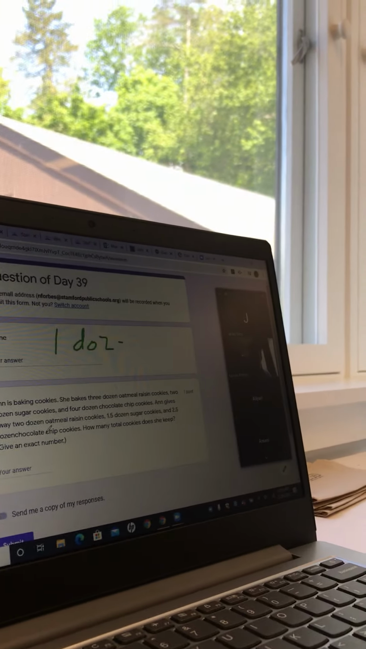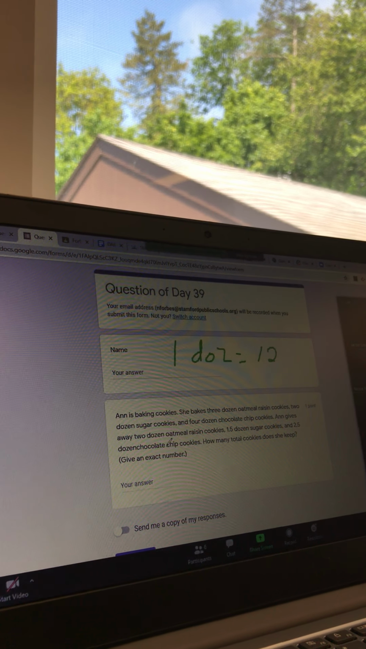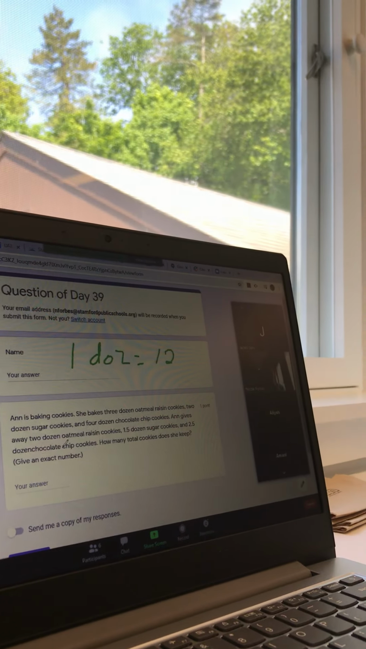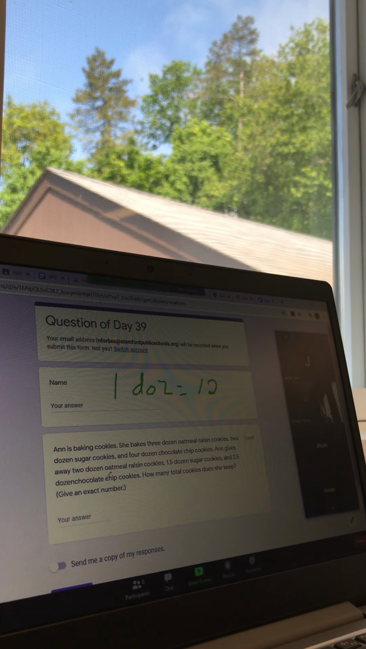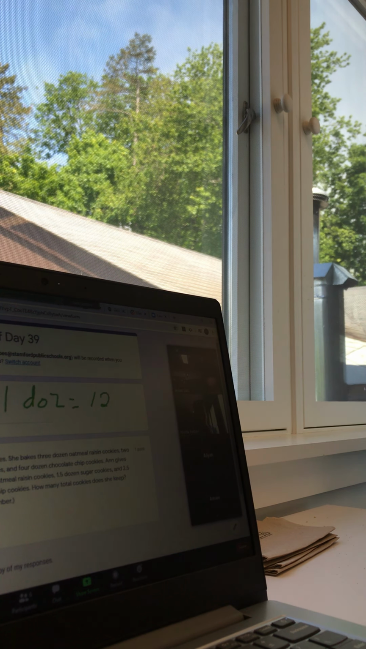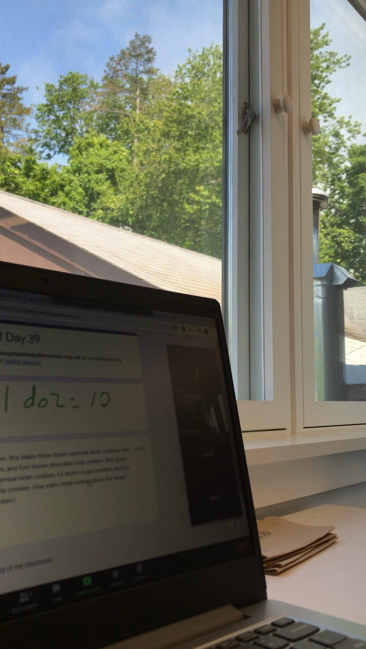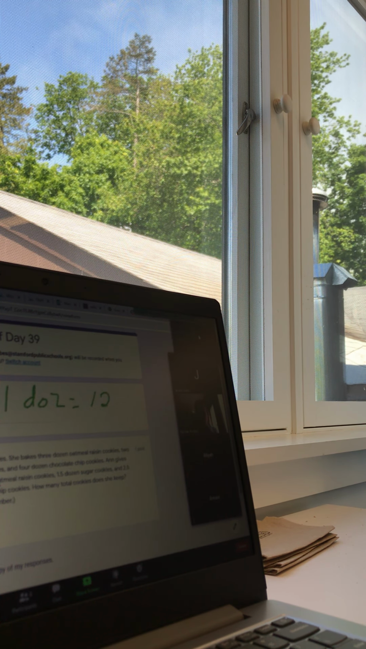A dozen is 12 cookies, right? Here's the Zoom meeting. So if I'm making 3 dozen oatmeal, how many oatmeal cookies do I have? I'm going to put an O for oatmeal here. Can you guys see my O? Yeah. Okay. So if I have 3 dozen, how many oatmeal do I have?